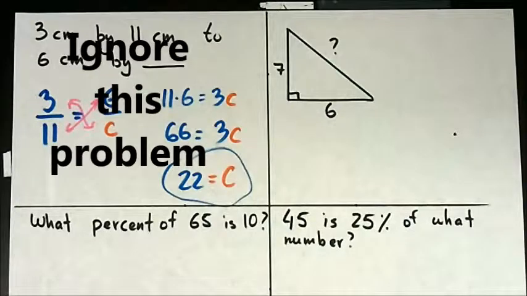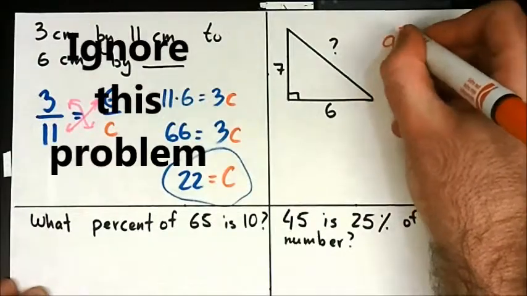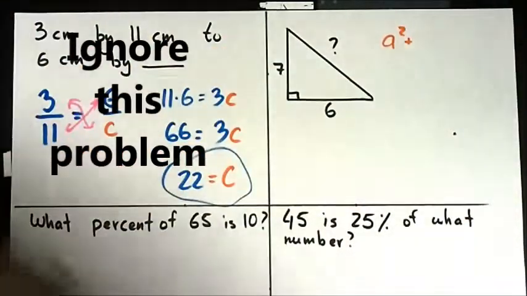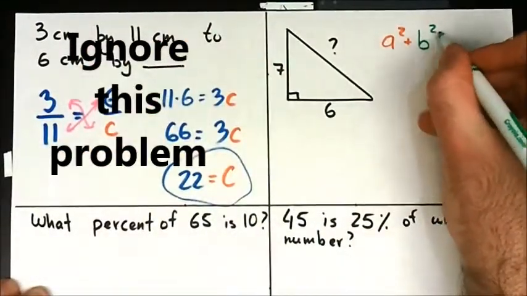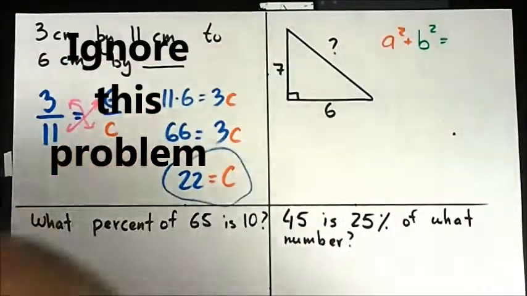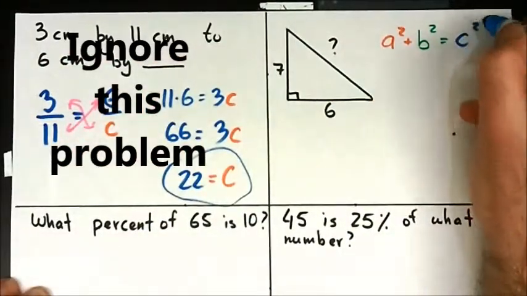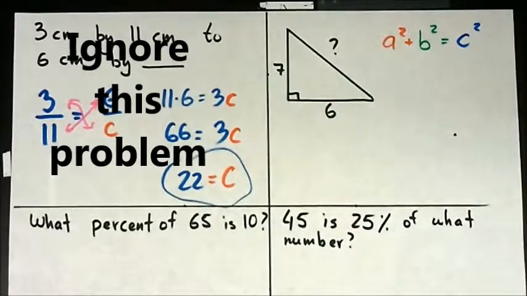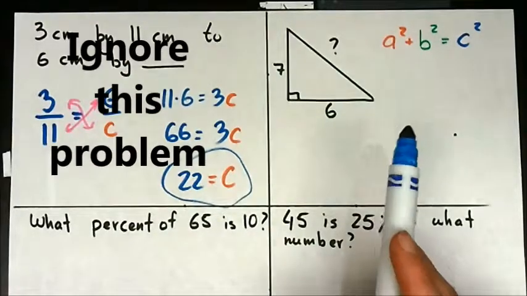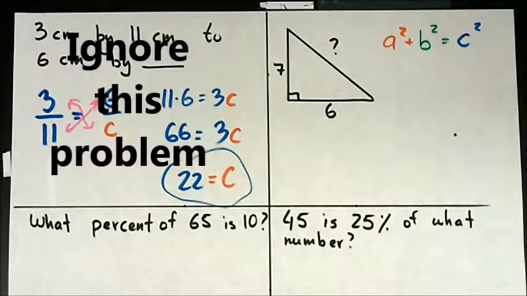Alright, next up, we have a Pythagorean theorem problem here. So, what is that Pythagorean theorem? a squared plus b squared equals c squared. Now, which one's missing here? Which side, which letter is missing? C.